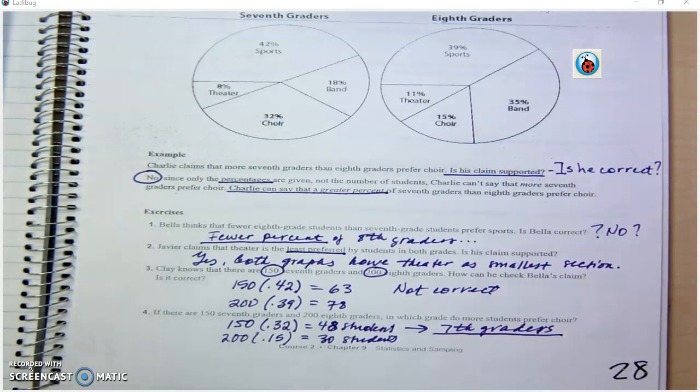All right, guys, we're going to be using this type of graph tomorrow as we continue working with percent and budgets.